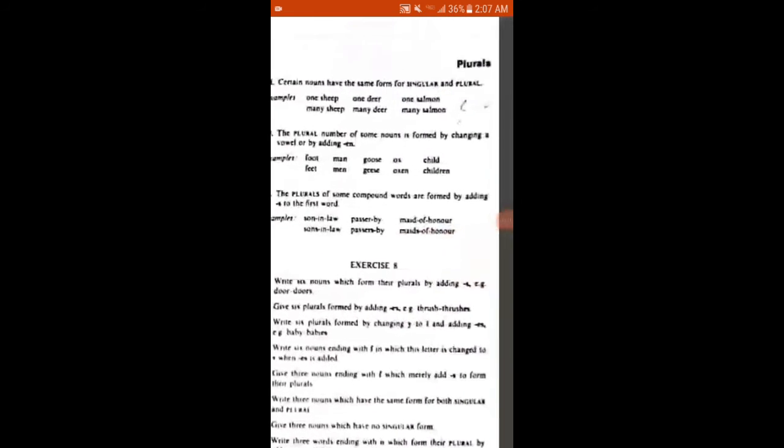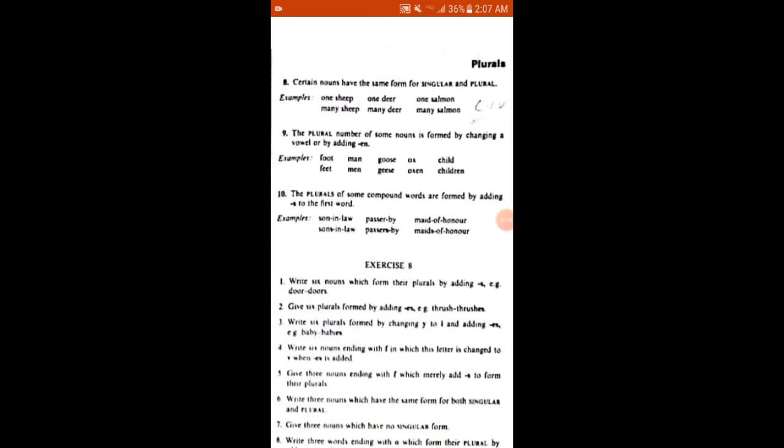Let's move towards point number 8. Certain nouns have the same form of singular and plural. Some singular and plural forms are the same. So we use countable words to differentiate them. For example, one sheep, many sheep, one deer, two deer. We don't add any s, es, ies, nothing. We just add a number before that noun.